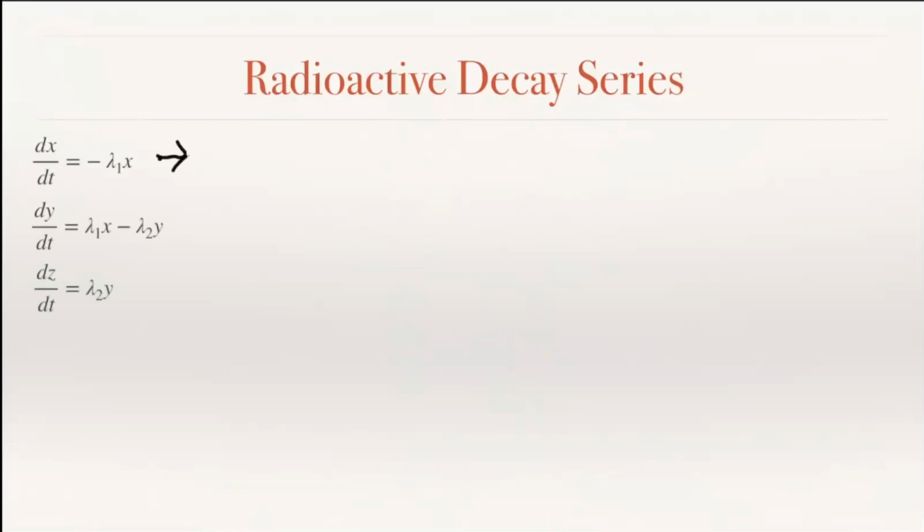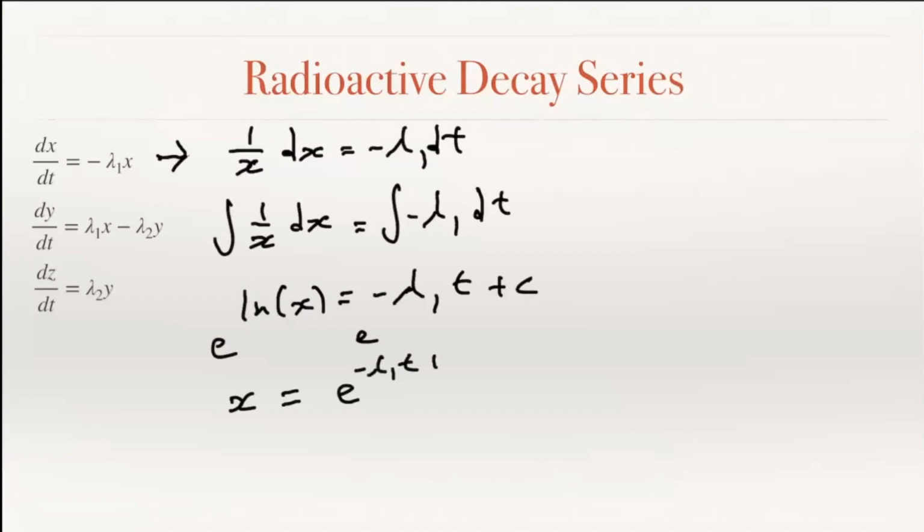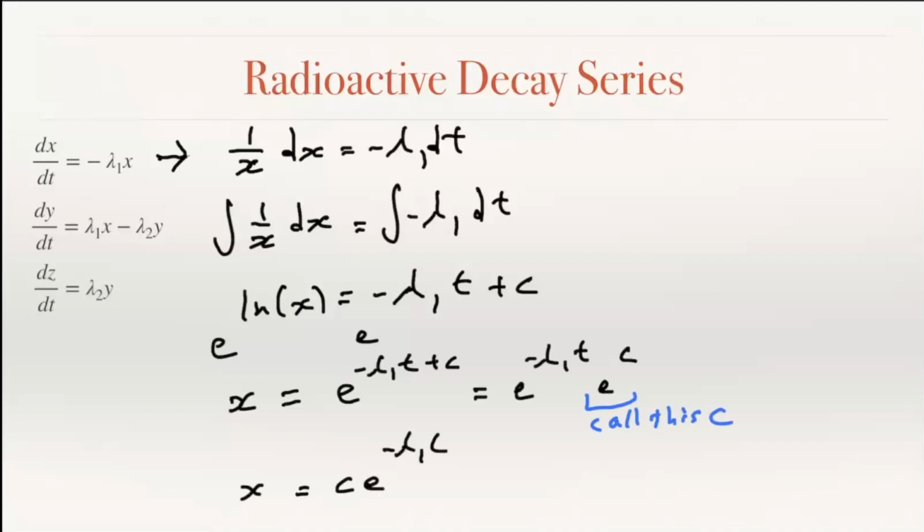Separating variables, that is 1 over x dx is negative lambda 1 dt. We can integrate both sides. Lambda 1 is just a constant, remember. So that's negative lambda 1 t plus c. We take e to the power of both sides, and we have that x is equal to e to the negative lambda 1 t plus c. And then we do our usual rename, and x is c e to the negative lambda 1 t. And now that we have that, well, that is x.